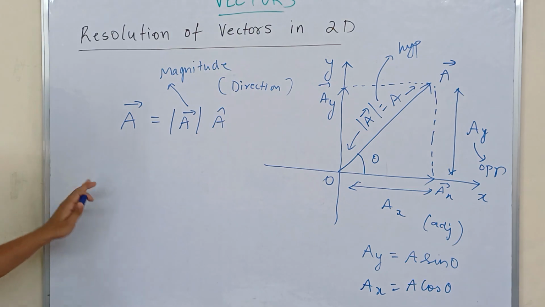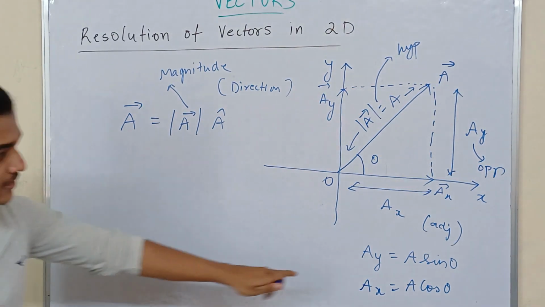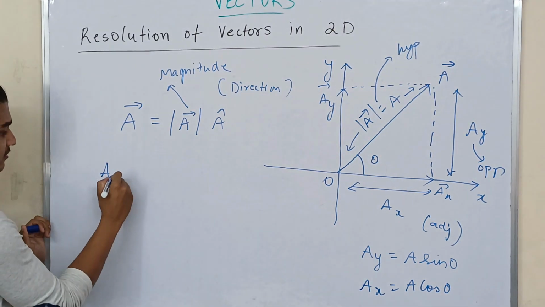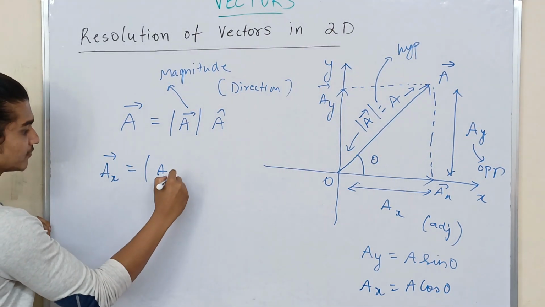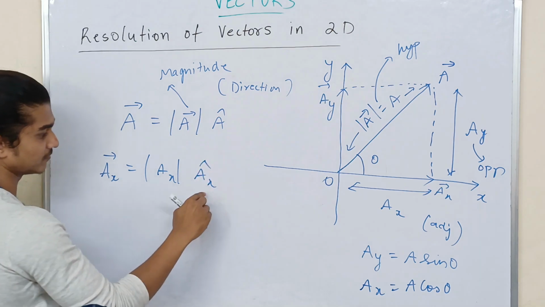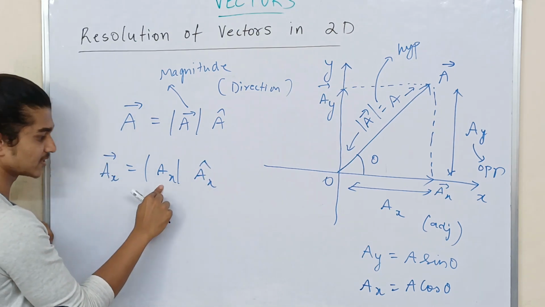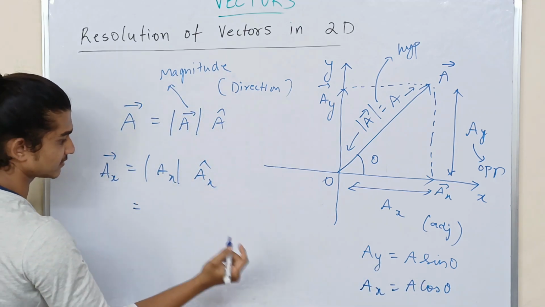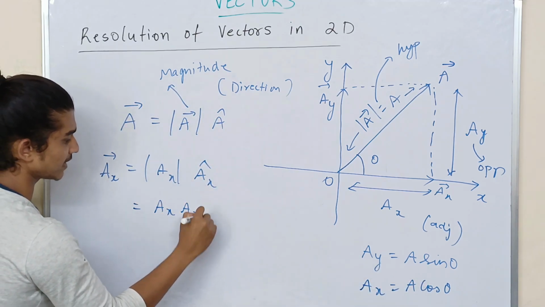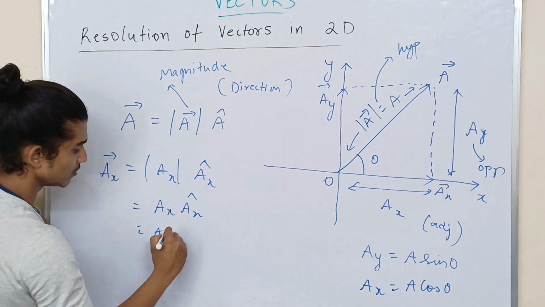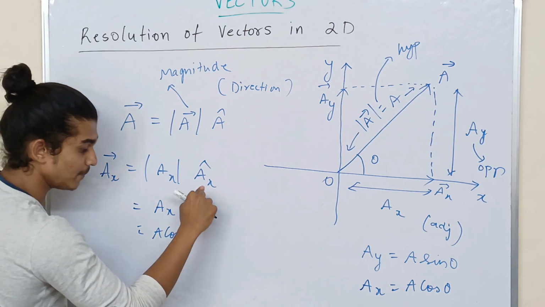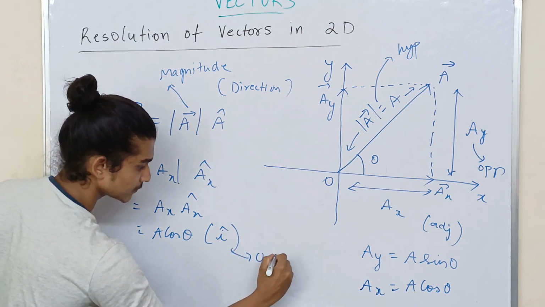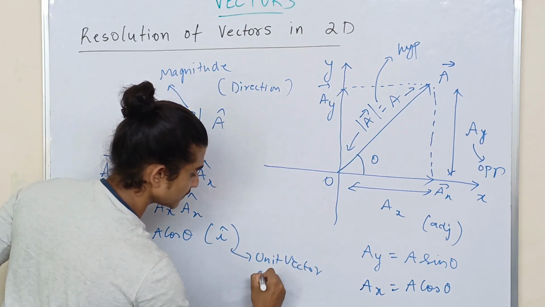So applying the same concept of unit vectors for vectors along ax and ay, I can come to the conclusion that the ax vector is going to be the magnitude of ax into ax cap. This represents the direction, this represents the magnitude. So the magnitude of ax is A into cos theta, whereas what is ax cap? Ax cap is i cap. So i cap is the unit vector along the x-axis.